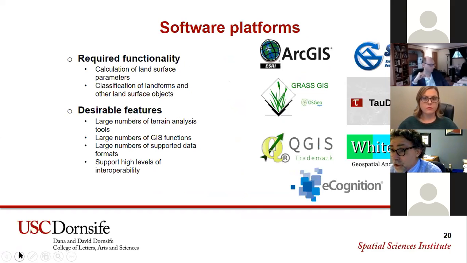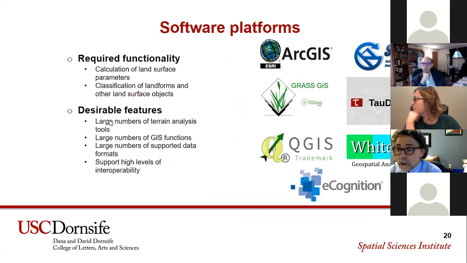So plenty of software available to implement these kinds of ideas, either to calculate the land surface parameters or classify the landforms and other land surface objects. Many tools, some in proprietary systems like ArcGIS, some in open source systems like GRASS and QGIS and Whitebox, some in specialty software like TRDM and to some extent SAGA. Next.